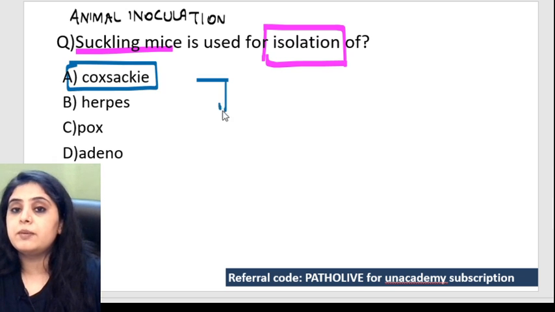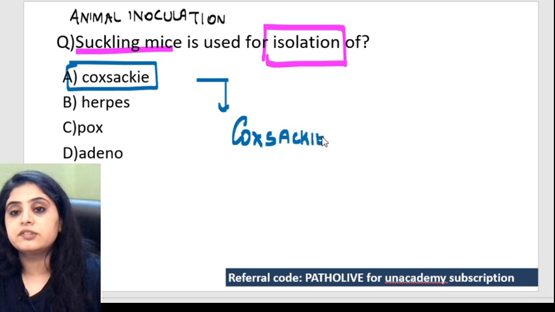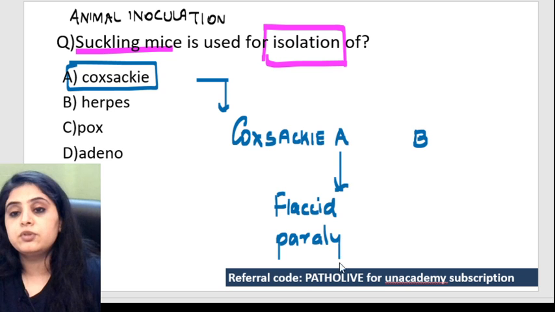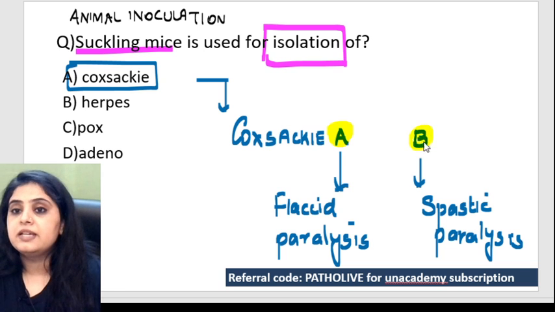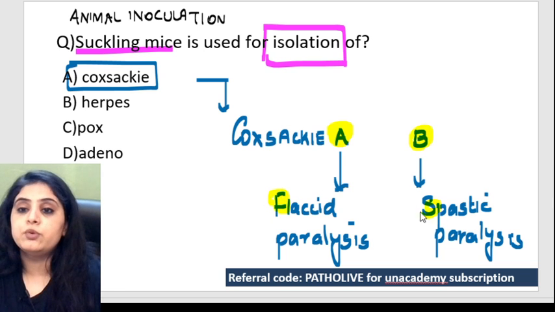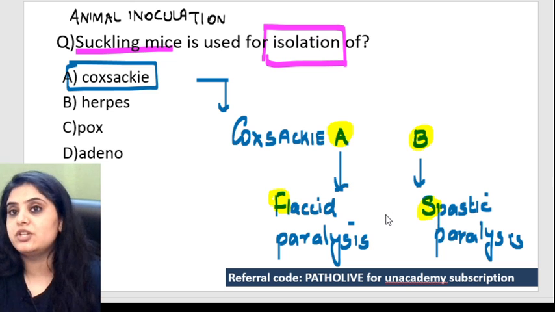Let me tell you a quick brief on this. All of us know that we can have Coxsackie A and Coxsackie B. And we also know that if you put Coxsackie A in suckling mice, this is going to result in flaccid paralysis. On the other hand, if you put Coxsackie B in suckling mice, we'll end up with spastic paralysis in the mice. And how do I learn this and not get confused in the paper? All of you know that A comes before B. So obviously, F will come before S. So flaccid will come before spastic, A will come before B, so you'll never interchange the two.